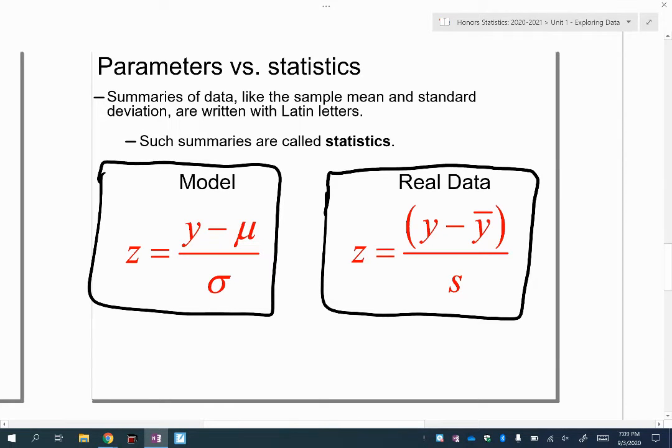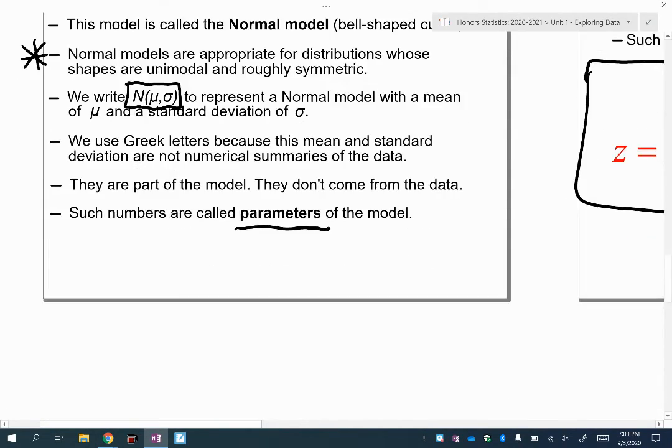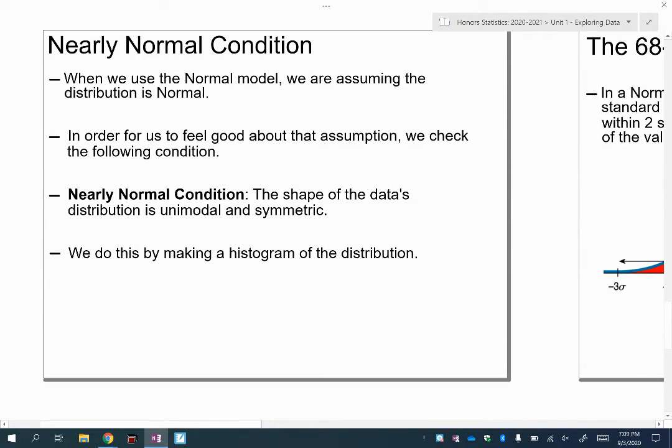The work that we'll do will be the same, but I'm going to make sure you understand when it's appropriate to use the symbols for working with a model. If we're working with real data, then we'll use the y bar and the s. If you have summaries that come from the data, those are called statistics. You'll see later on, I always like to think of alliteration to help me here. We have sample statistics, your statistics from the sample, and population parameters coming from the population. That'll make more sense in later chapters.